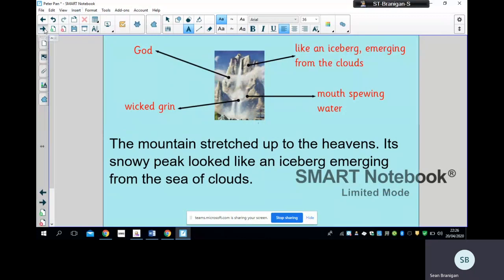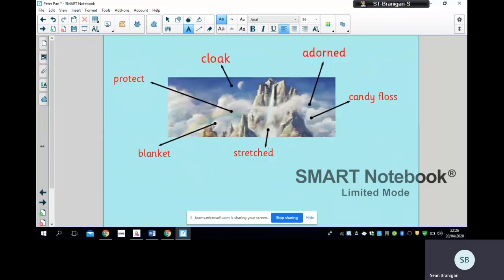Let's have a look at one more just before I set you off on your task. I then looked at the clouds. So even though I mentioned them prior to this, when I looked at the clouds, they looked like a blanket. They were stretched out across the island. They looked like they were protecting the island as well. Obviously, clouds don't protect islands, but that would be a nice piece of personification to use. They cloak the island. It did remind me of sort of a cloak that the mountain was wearing.